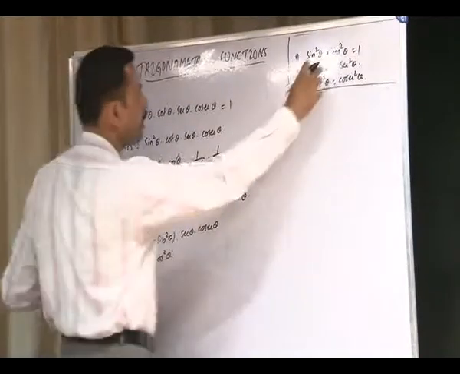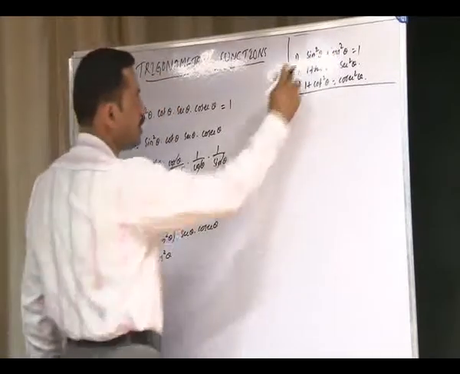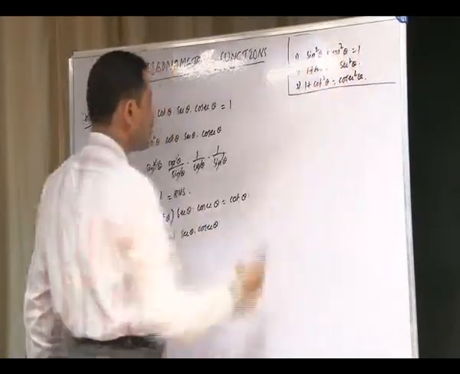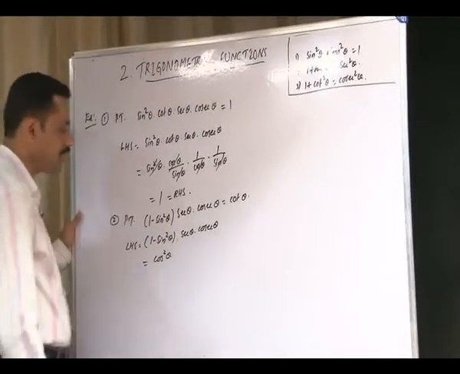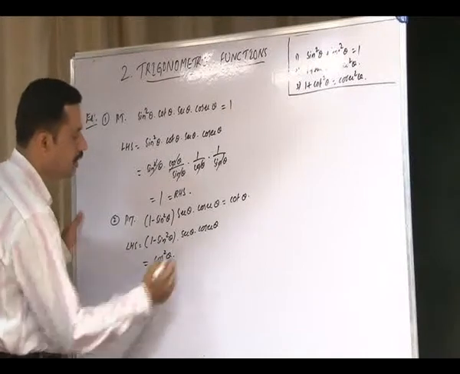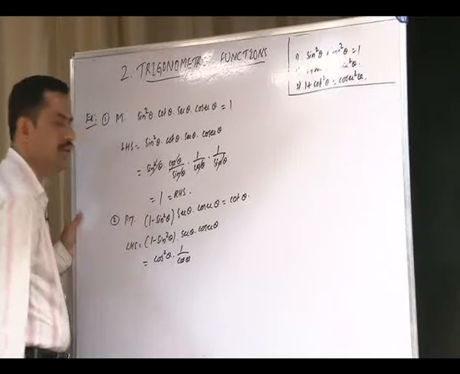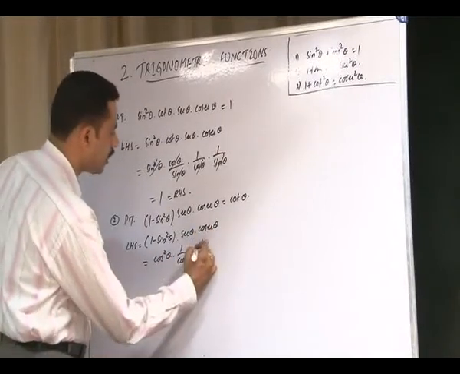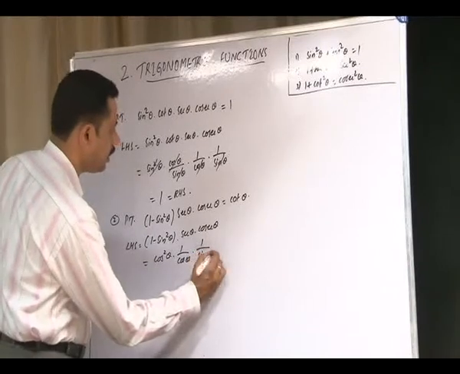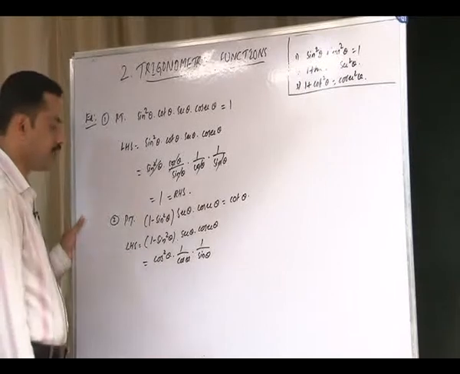According to this identity, since we know that sin square theta plus cos square theta is equal to 1, if we transfer sin square theta to the other side, 1 minus sin square theta is equal to cos square theta. So 1 minus sin square theta is equal to cos square theta into secant theta, which can be written as 1 by cos theta by using the reciprocal relation, into cosecant theta, which can be written as 1 by sin theta here.